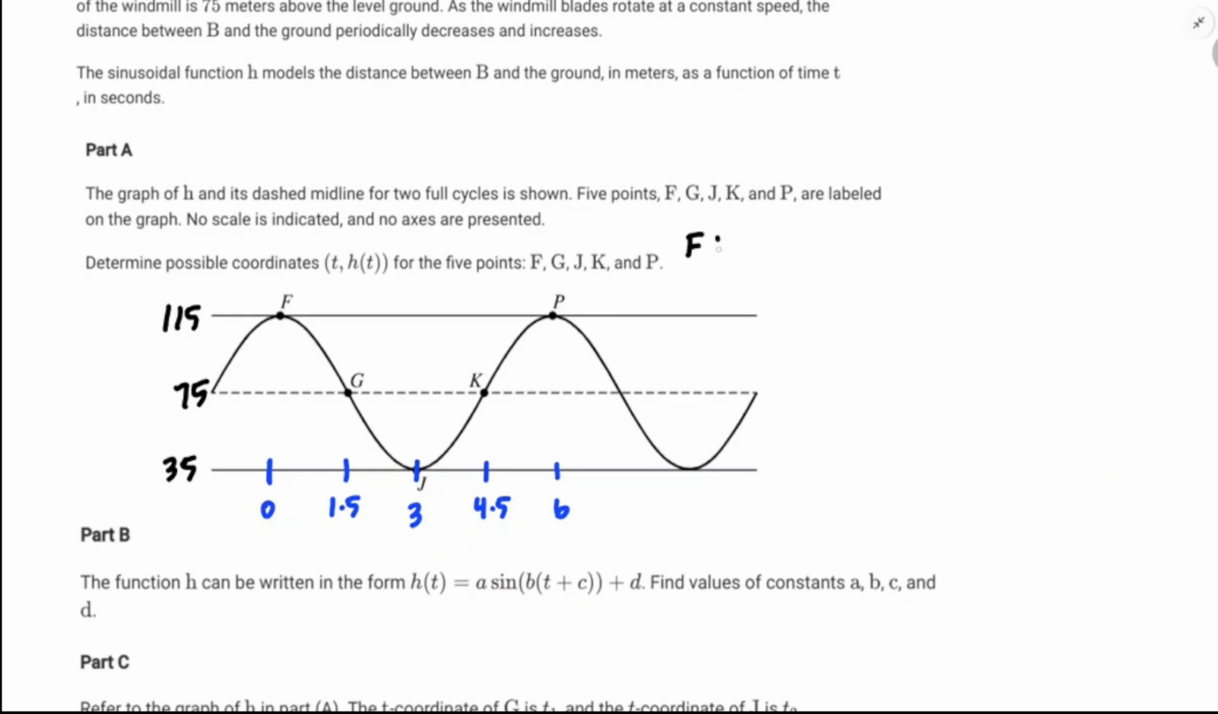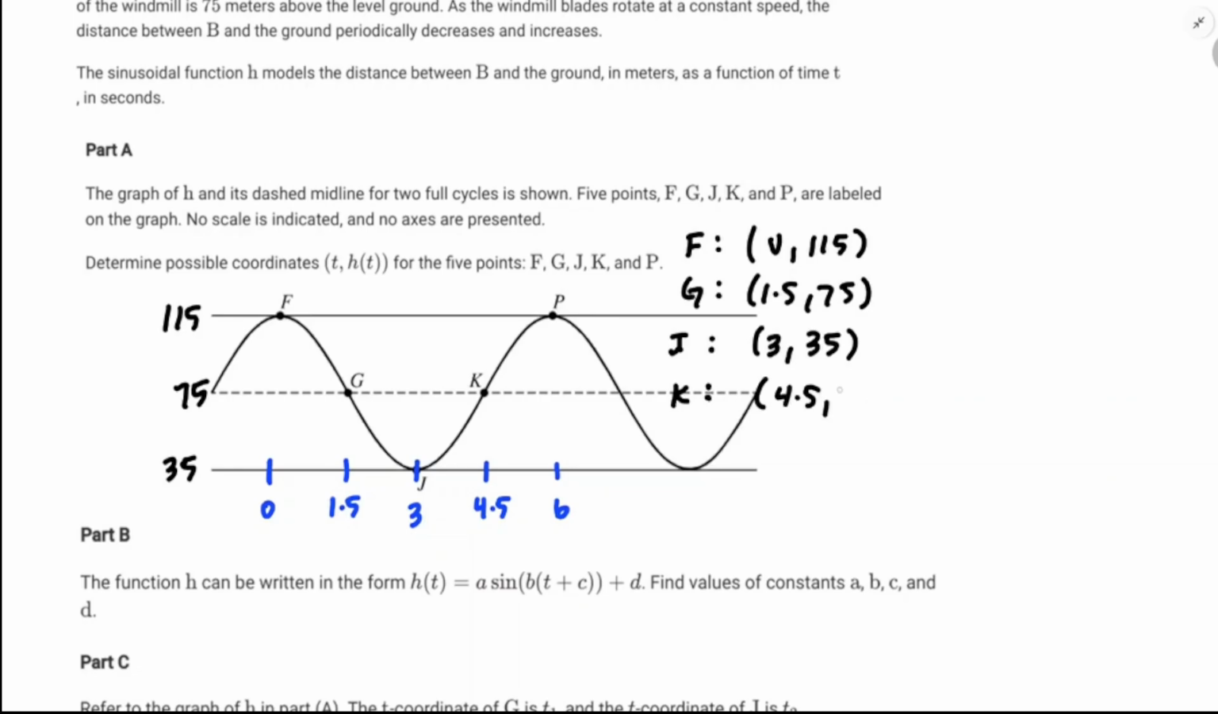This one was tricky, I think, because it gave you a period, not a frequency. Okay, but I'd be ready for the frequency situation. All right, the coordinates of F were 0 and 115. The coordinates of G were 1.5 and 75. For J, the coordinates would be 3 and 35. For K, 4.5 and 75, and then P will have coordinates 6 and 115. Okay, yeah, definitely good to take a step back, look at these, and make sure you got it all right, because this problem is going to be really important for us.